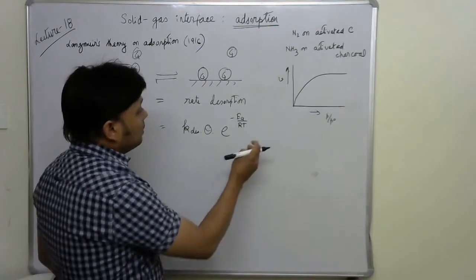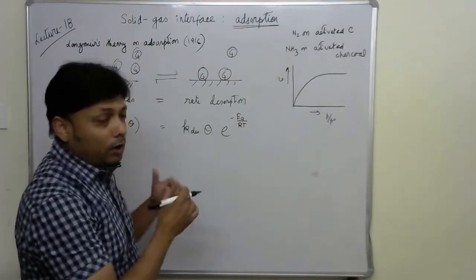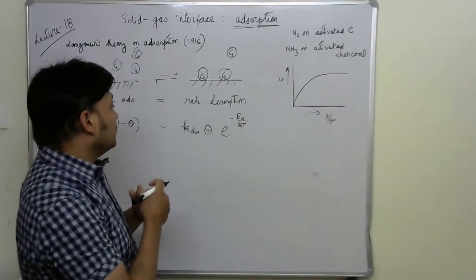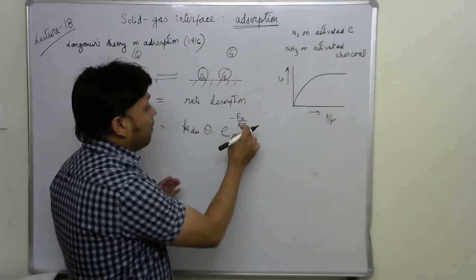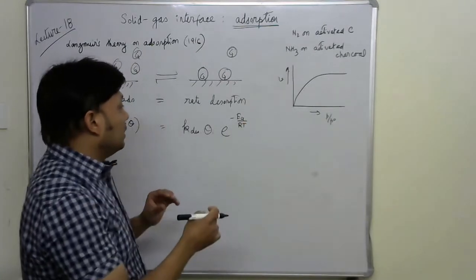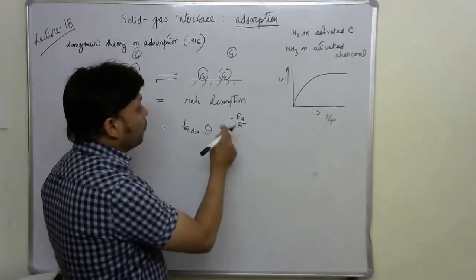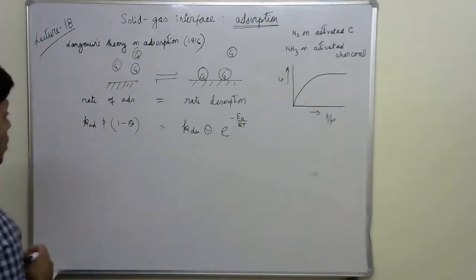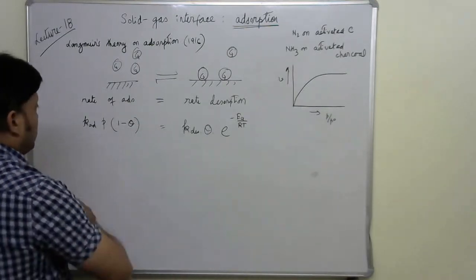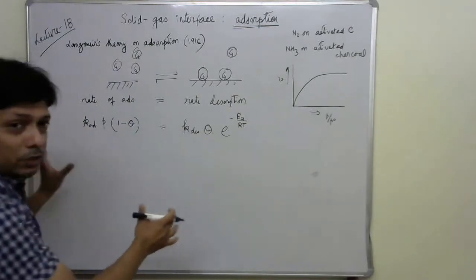So it means the higher the activation energy of desorption, the smaller the rate of desorption will be, and the higher the ambient temperature T, the faster the desorption process will be, because it is e to the power of minus EA over RT. All right. So now if we try to solve for theta from this equation, this is the basic equation, very simple.